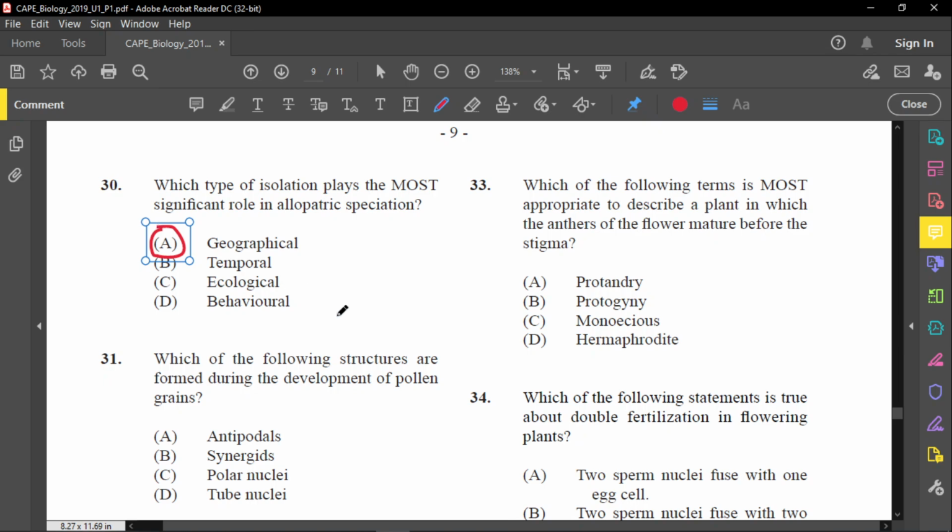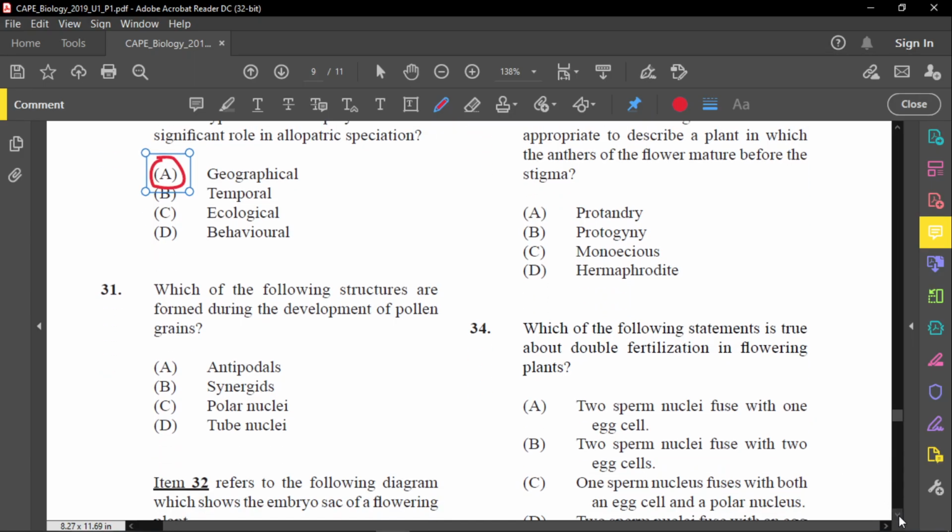Now 31 asks, which of the following structures are formed during the development of pollen grains? Let me quickly run through this. I want to spend some time to explain this, but let's see how quick I can do it. When we talk about the antipodals, they provide nourishment for the cell, typically. When we talk about the synergids, they also secrete chemicals that help to guide the pollen tube. Just to make a note of that. So the synergids produce and secrete chemicals that guide the pollen tubes.